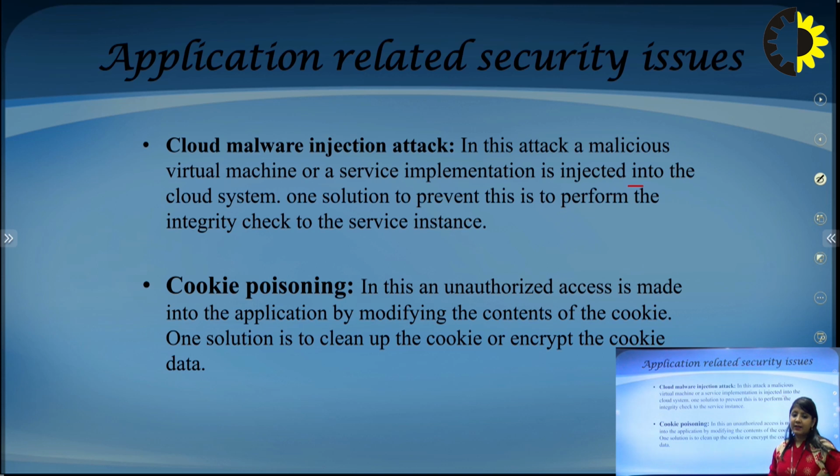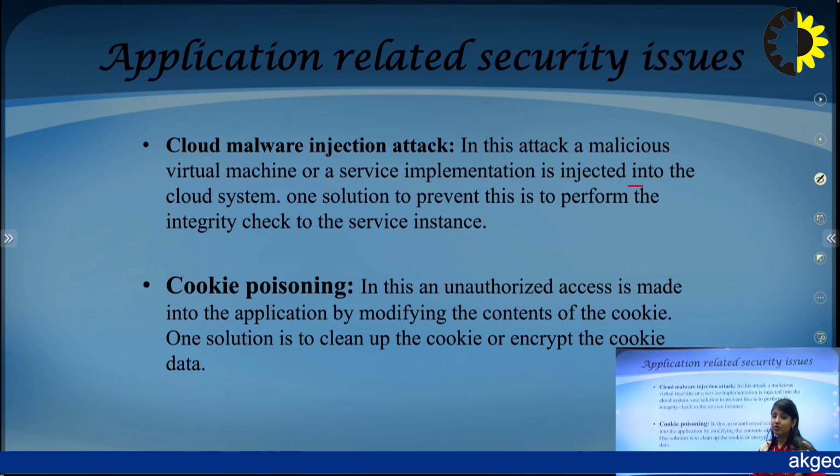So when we have the resource pool, with different servers, those servers are converted into virtual servers via virtualization. If any user tries to add a corrupted virtual machine and inject malware into the cloud system, one solution to prevent this is to perform an integrity check on the service instances. Means there should be some security criteria to check the integrity, and only after that can the VM be added.